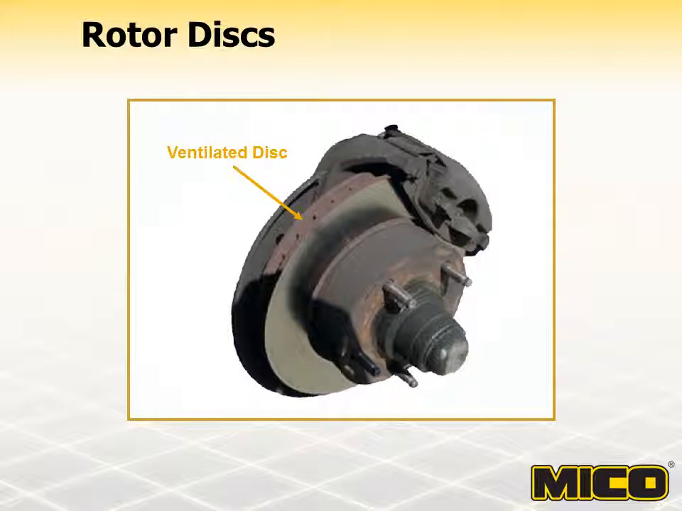MICO recommends that disc friction surfaces be flat within 5/1000ths of an inch and parallel within 2/1000ths of an inch. MICO also recommends that the friction surfaces be Blanchard ground from 54 to 72 roughness average with a visible crosshatch pattern. Roughness average is the arithmetical mean roughness of a surface. It is expressed in units of height, typically in millionths of an inch.